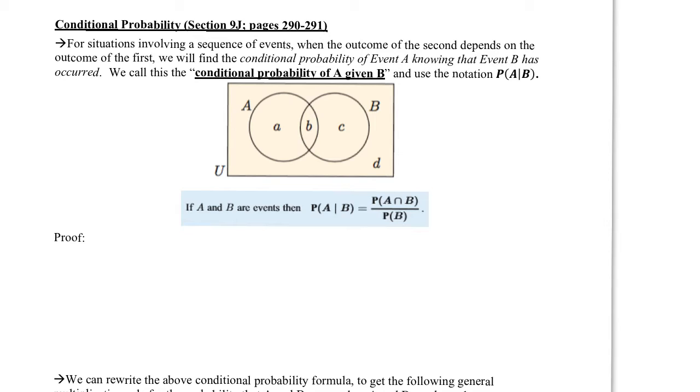Hey guys, this video is to explain section 9J. It's on pages 29 to 32 in the notes, and it's all about conditional probability.